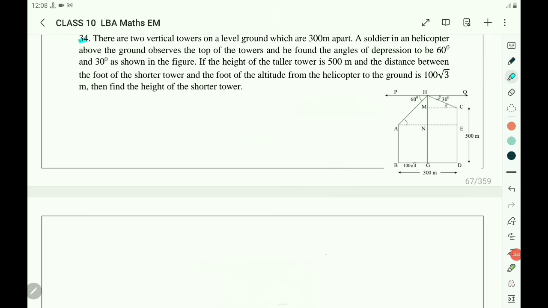Question number 34. There are two vertical towers on a level ground which are 300 meter apart. A soldier in a helicopter above the ground observes the top of the towers and he found the angles of depression to be 60 degree and 30 degree as shown in the figure. If the height of the taller tower is 500 meter and the distance between the foot of the shorter tower and the foot of the altitude from the helicopter to the ground is 100 root 3 meter, then find the height of the shorter tower.